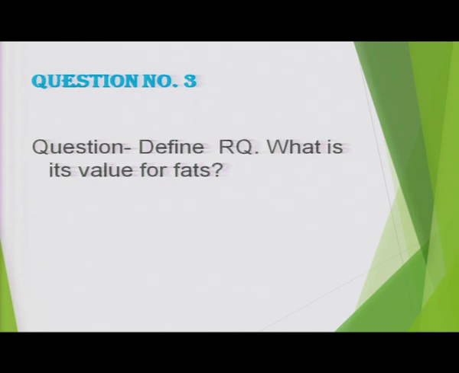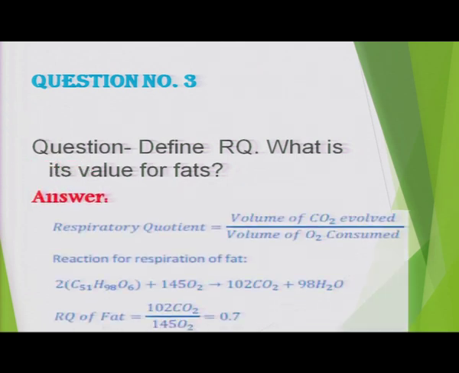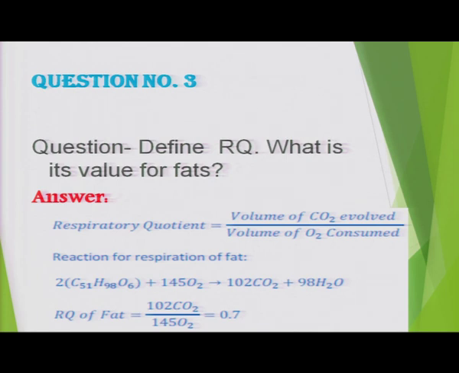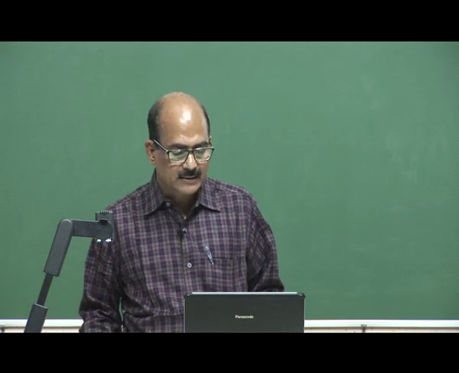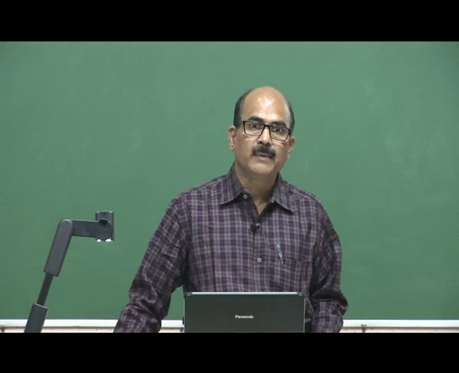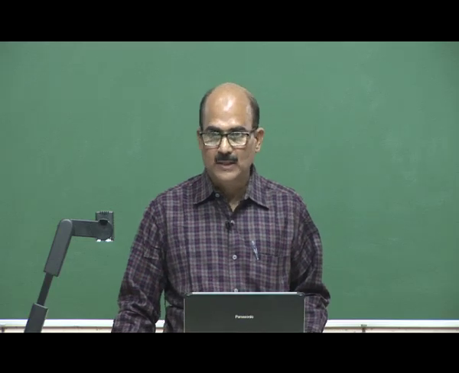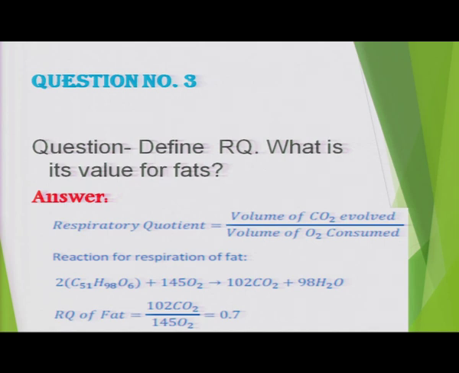Now, my third question is, what do you mean by RQ and what is its value for fat? RQ, as we have already discussed, is the respiratory quotient and it is defined as volume of CO2 evolved divided by volume of O2 consumed. As we already know, for different types of respiratory substrate, the RQ value is different, it depends upon what type of respiratory substrate is used. In case of glucose, the RQ is 1, for fat and proteins RQ is less than 1. In fat and protein, their oxidation requires more oxygen.